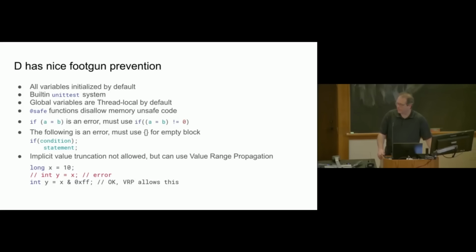Global variables are thread local by default, so if any of you have done any multi-threaded code, this allows you to basically skip most of the issues with synchronization. Any variables that are shared between threads, you have to actually declare as shared. We have safe functions that disallow memory safety issues, and things like the fifth bullet here, where if A equals B, but can't be, is an error, so you have to declare it as A equals B, not equals 0 or something like that. So it prevents you from making those simple typo mistakes.